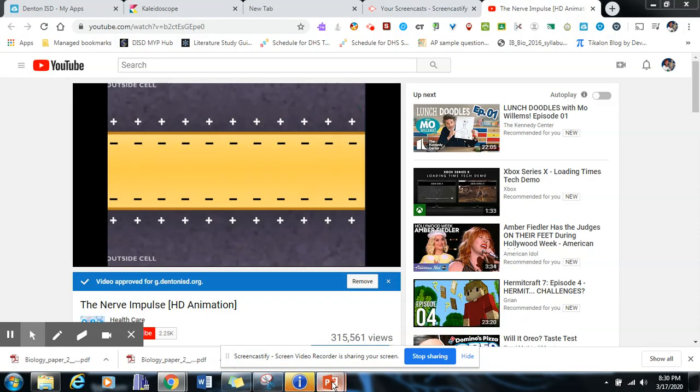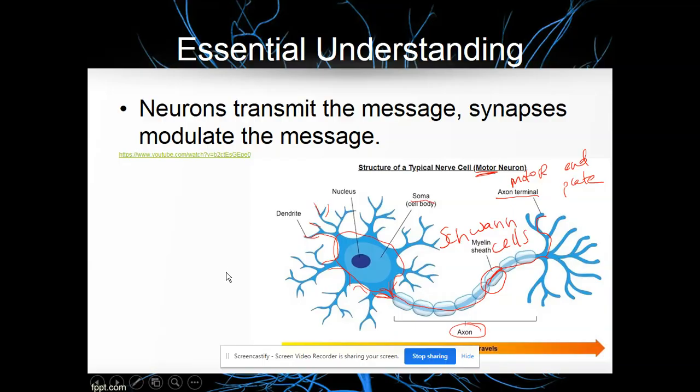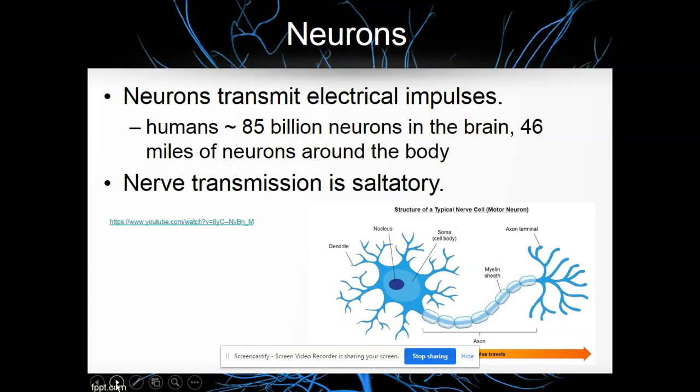Good. So let's look at these nerve impulses a little bit more in detail. So neurons or nerve cells are transmitting electrical impulses. We humans have about 85 billion neurons just in our brains, 46 miles of nerve cells all around our bodies. And nerve transmission is saltatory. So this word saltatory, if you're in Spanish, it's an easy one to remember because in Spanish, saltar means to jump. And saltatory is exactly that, this idea that nerve transmission is jumping along the axon.